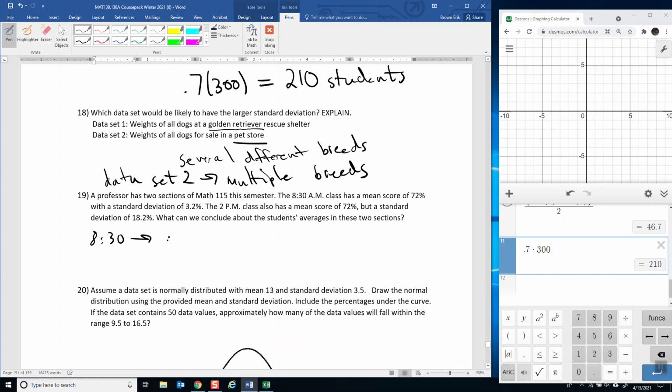So in the morning, the mean is 72%. That's the center score if the data was not spread out. And the sample standard deviation, which we use for S, is equal to 3.2%. And then at the 2 o'clock class, that mean score is 72%. Oh, they're exactly the same mean. So they perform the same way. Oh, but wait a minute. The standard deviation is 18.2%.